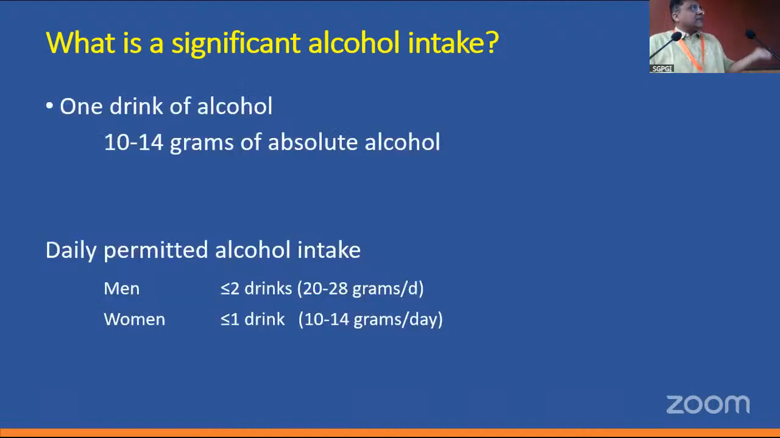So that was the background. This is the one drink of alcohol. 10 to 14 grams of absolute alcohol is considered to be one drink of alcohol. And for men, 2 or less drinks per day, and for women, 1 or less drink per day is permitted and considered to be safe, though actually there is no safe limit of alcohol. So we will not serve alcohol because it is not safe.